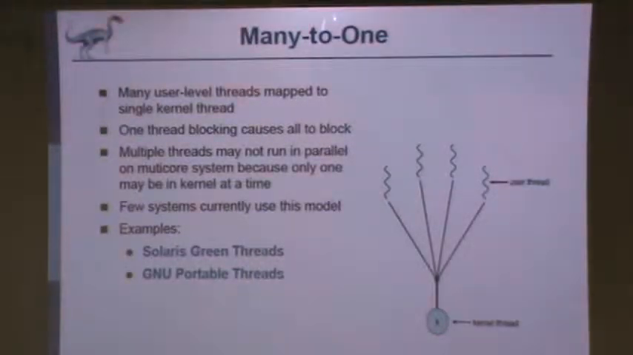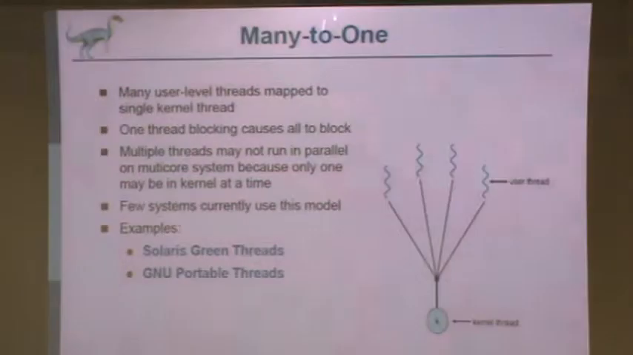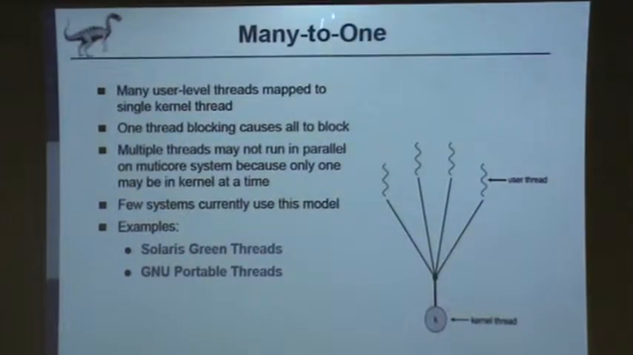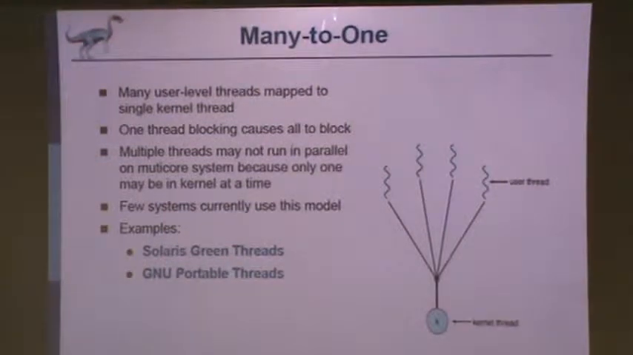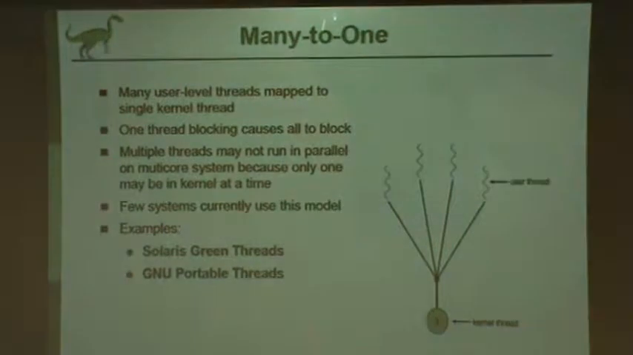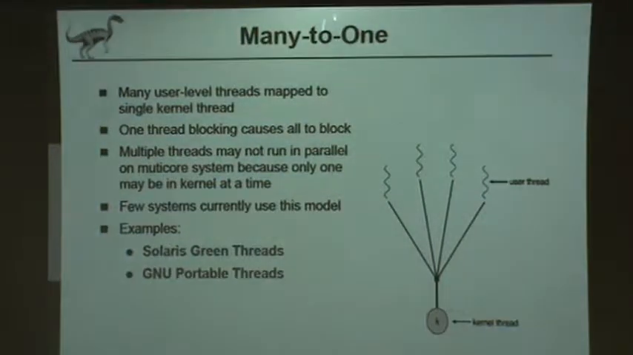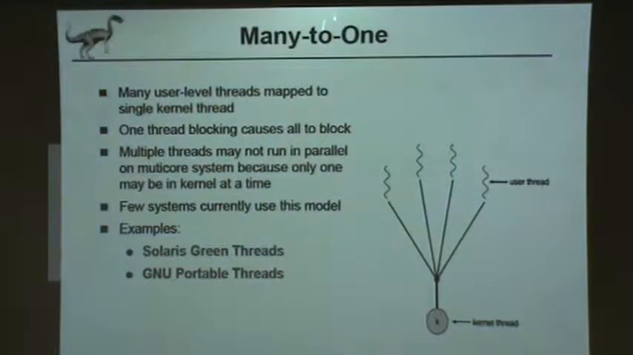One is many-to-one. The user will have many threads, and they all connect to one kernel thread. Obviously we can see the problem we will have if this kernel thread is blocked: all the user threads connected to this kernel thread will be blocked. So we can't get the benefit of a multi-thread program. A few systems are using this model.